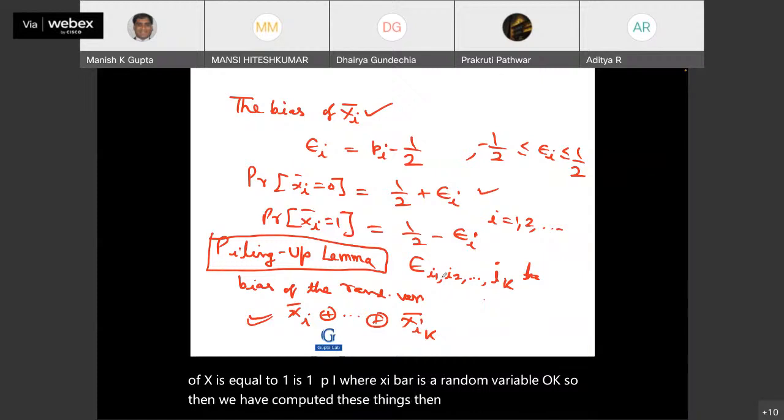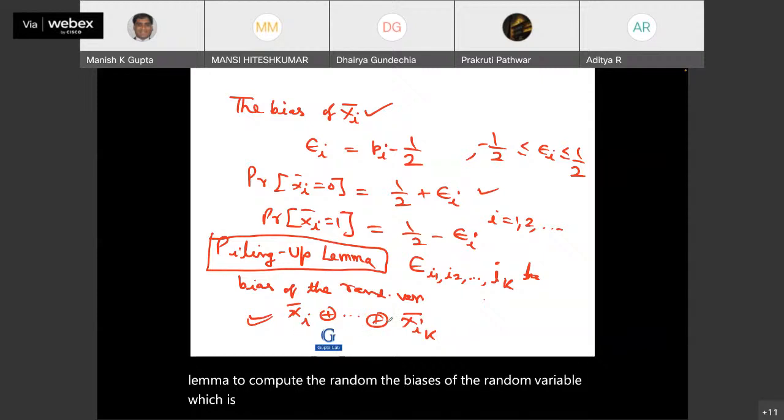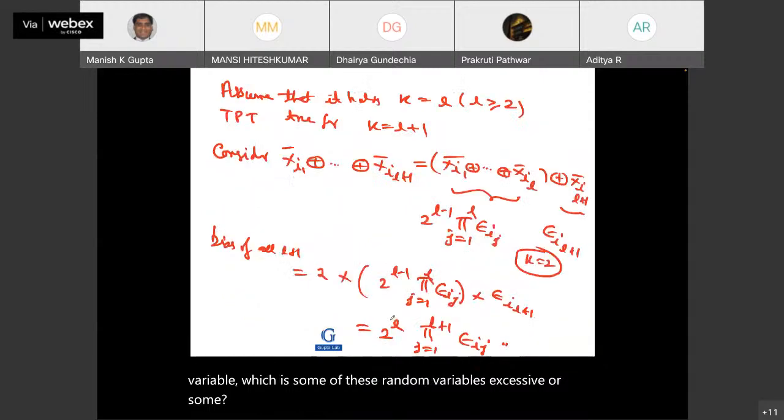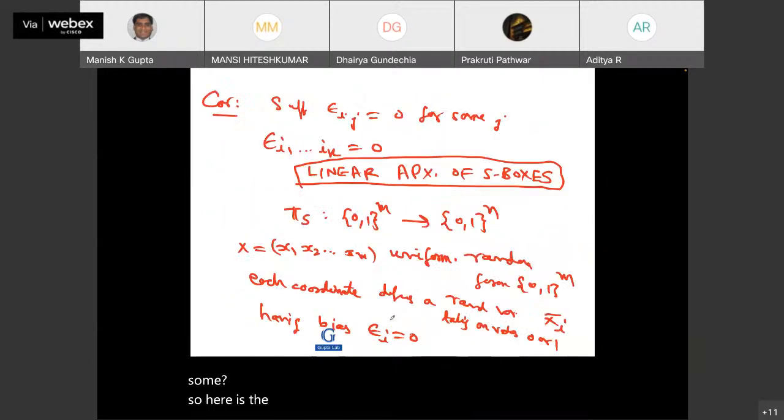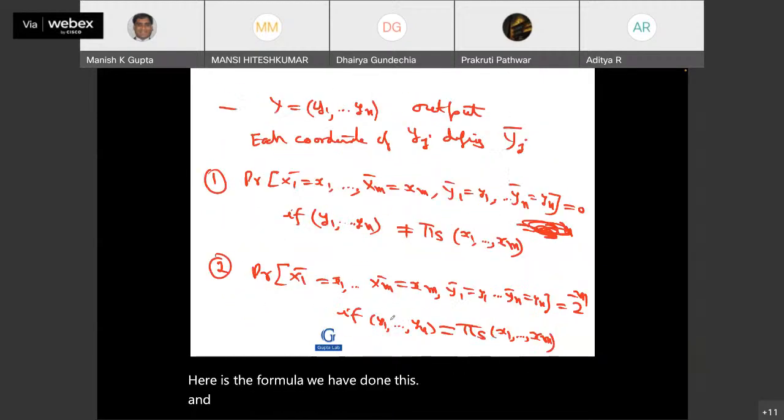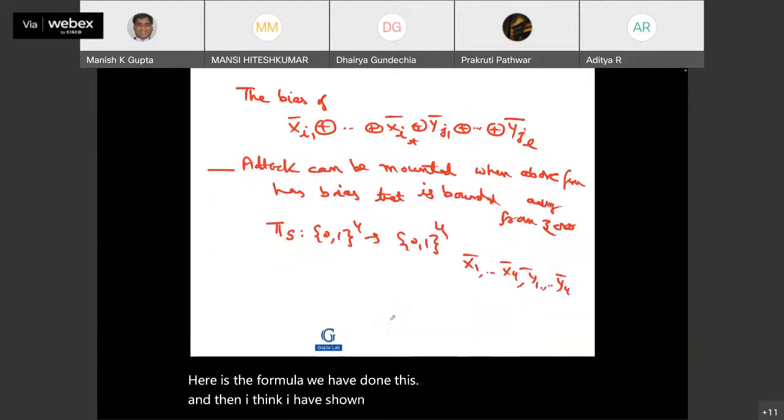Then we used the piling-up lemma to compute the bias of the random variable which is the sum of these random variables, the XOR sum. So here is the formula. We have done this, and then I showed you how to find the attack. Basically we look at something like this, and we want to find the bias of this.